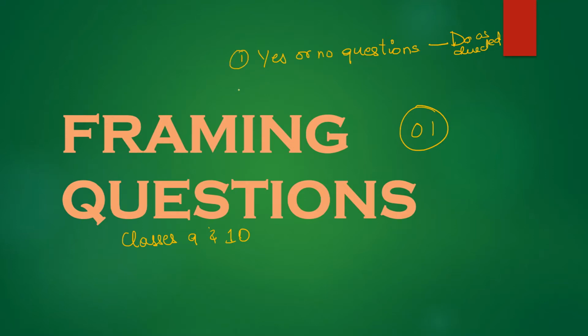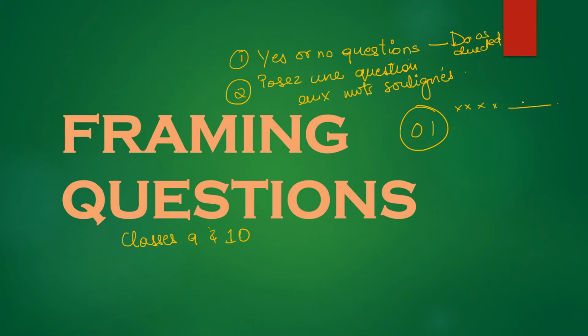And the second type comes in your actual grammar paper for 1 mark. It will come like this in your question paper: Poser une question au mot souligné. So basically you get a sentence with some words underlined, and your question will have to be such that it merits the answer of the underlined word. I'll explain this to you as we go along.